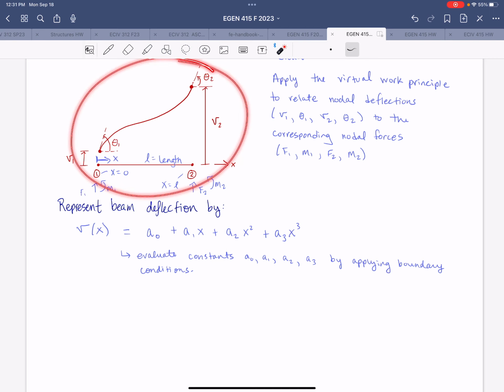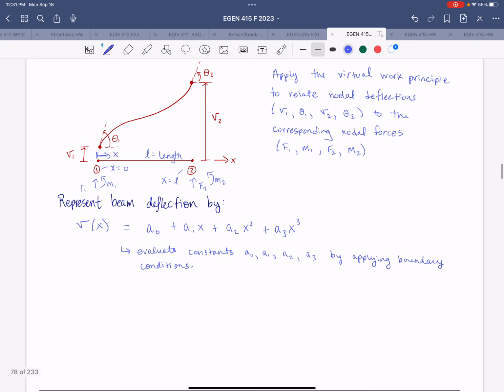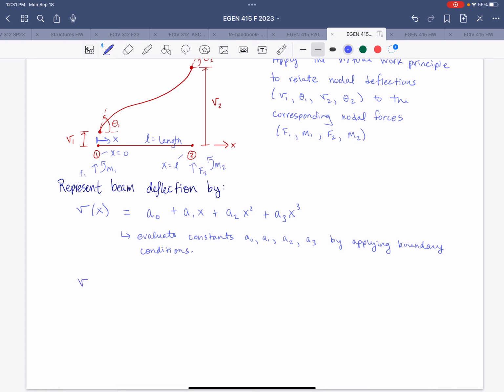So in this generic setup, we don't really have much information about any supports or anything like that, so we're just going to be very general in this initial derivation. We'll say v at x equals 0 is equal to v1, that's your nodal displacement at node 1. The slope, dv/dx, at x equals 0 is equal to theta 1, the rotation at node 1. And then similarly at node 2, v of L is equal to v2, and dv/dx of L is equal to theta 2.